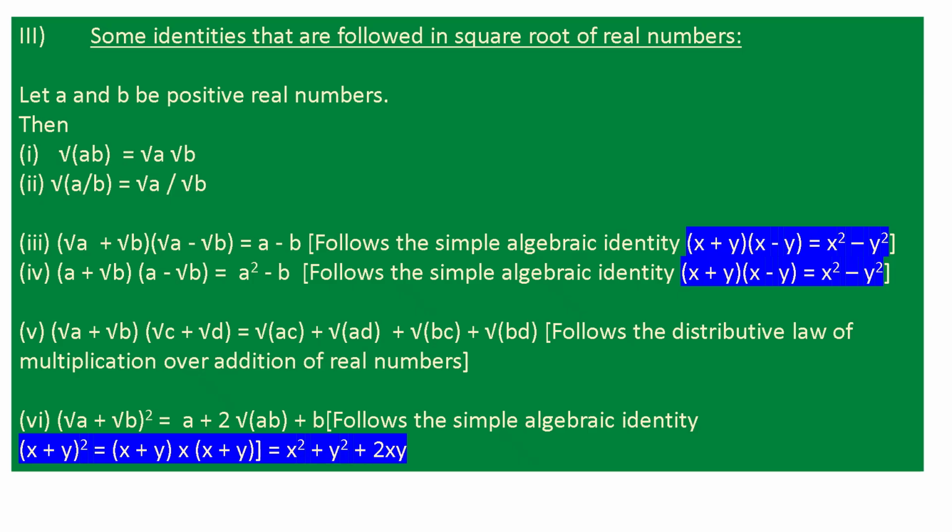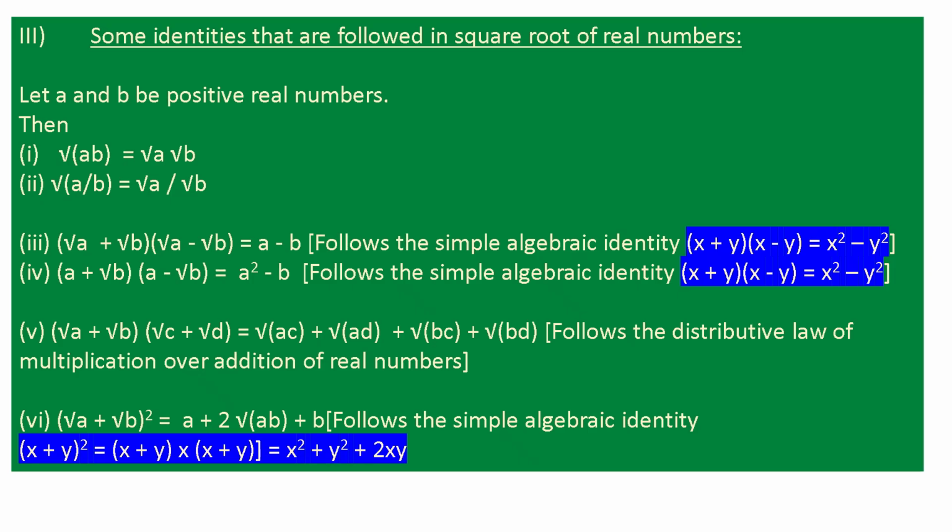Third one is root A plus root B, the whole multiplied with root A minus root B, yielding A minus B. This follows a simple algebraic identity, x plus y into x minus y, giving rise to x squared minus y squared. Same with the property number 4. You can understand very well, where A, if you look carefully, is not a root variable, but B is square root B. So the answer will be A squared minus B.